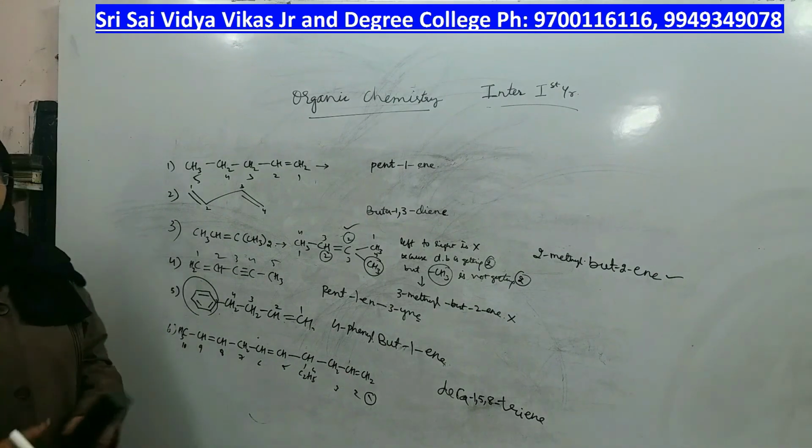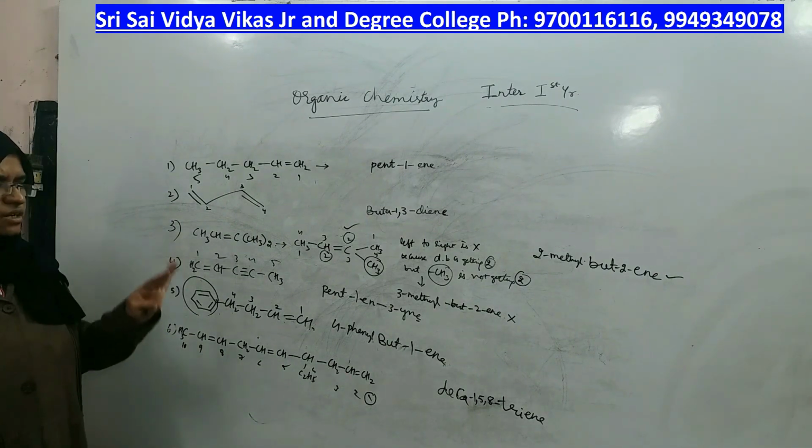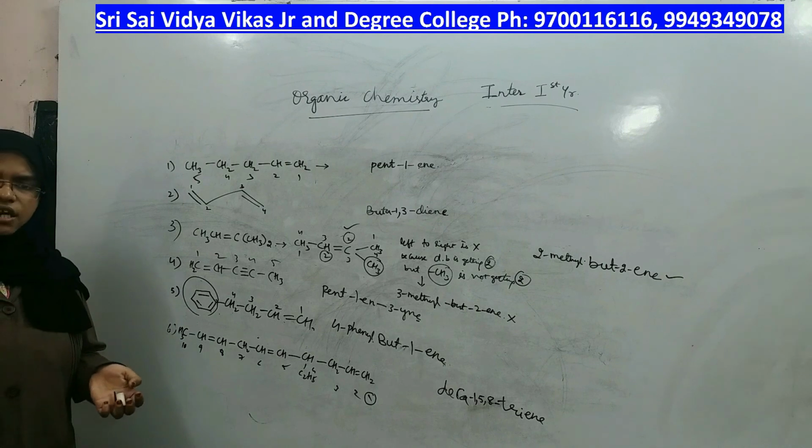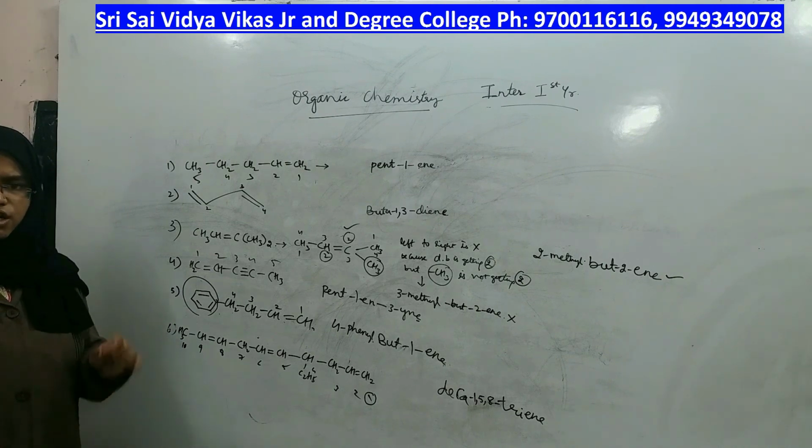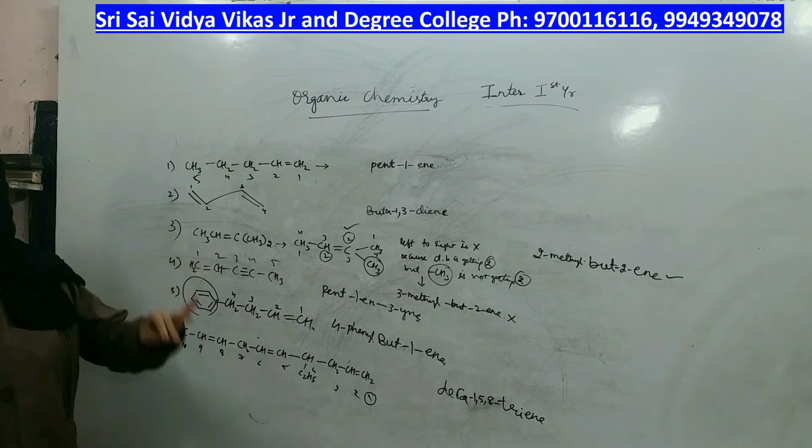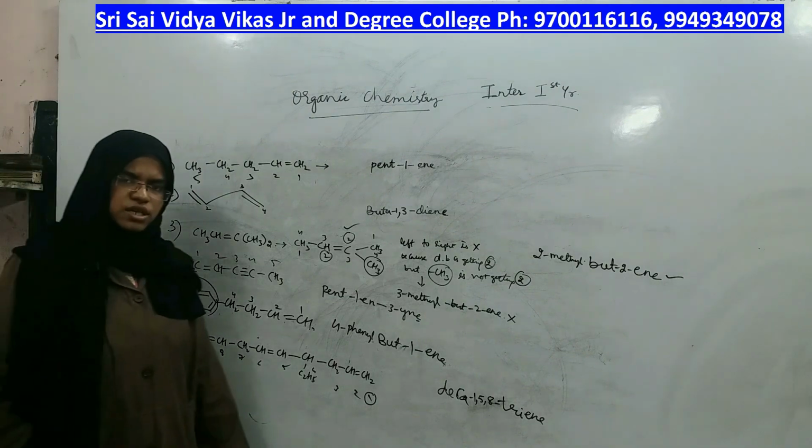Now we have seen some of the examples of just hydrocarbons. In the next class, we will see priority order of functional groups, and then we will apply the names for functional groups. Okay, till then, thank you.